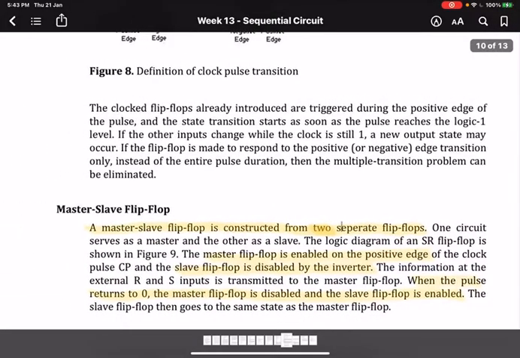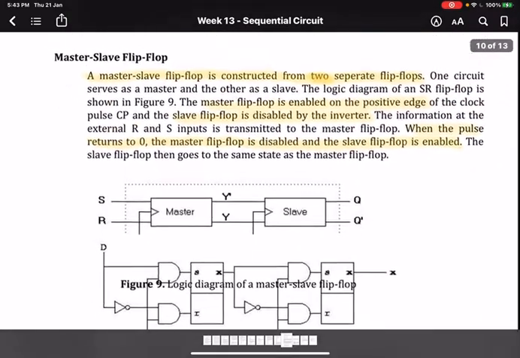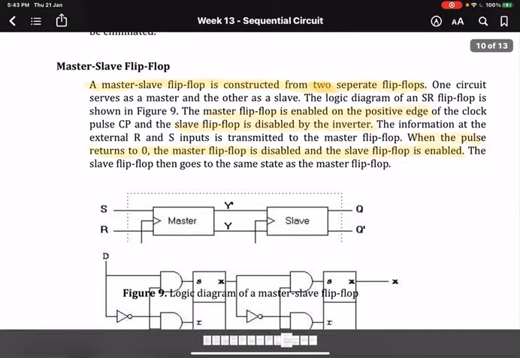Next, we have the master slave flip-flop. The master slave flip-flop is constructed from two separate flip-flops. So master flip-flop is enabled when the positive edge of the clock pulse is CP and the slave flip-flop is disabled by the inverter. Kapag 0 naman siya, then the master flip-flop is disabled and the slave flip-flop is enabled. So nire-reverse lang niya yung state ng master between master and slave flip-flop.